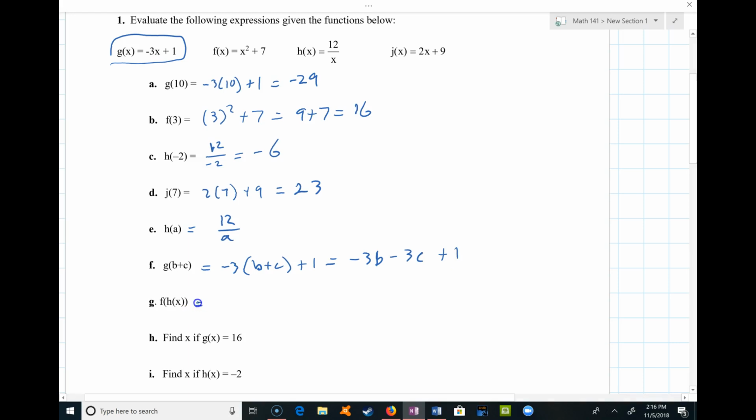Now this one's a really tricky one. It says f of h of x. Notice what happens is the x has been replaced with an h of x, but the outside function is f. So I'm going to go and find f first. So f is something squared plus 7. And this says that what I'm inputting into the f function is the h function. So I go up to h, and I'm going to put that whole thing in there. So that would be 12 over x right there. Of course, that can be simplified to 144 over x squared plus 7.